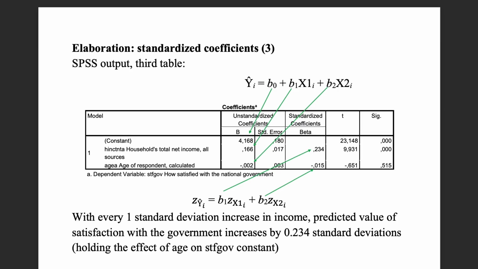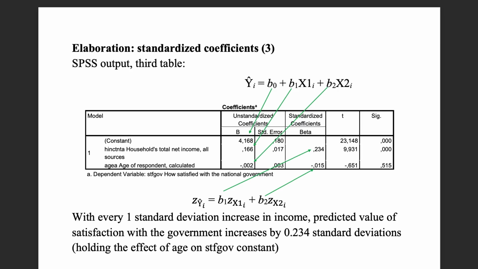So how do we formally interpret the standardized coefficient for the income variable? With every 1 standard deviation increase in household income, the predicted value of satisfaction with government increases by 0.234 standard deviations, holding the effect of age on satisfaction with government constant, so controlling for differences in age that we included in our model. And the same thing with the age effect. For every 1 standard deviation increase in age, the predicted value of satisfaction with government decreases, as it's a negative coefficient, by 0.015 standard deviations, holding the effect of income on satisfaction with government constant.